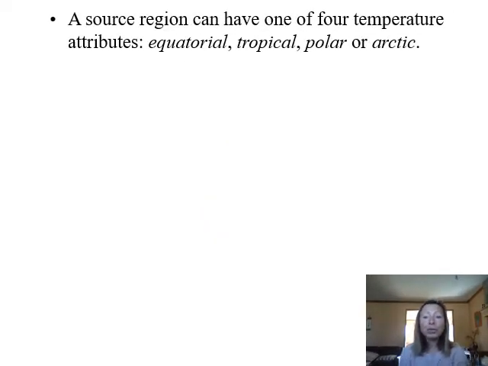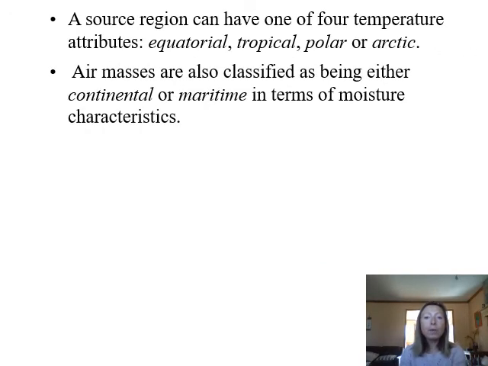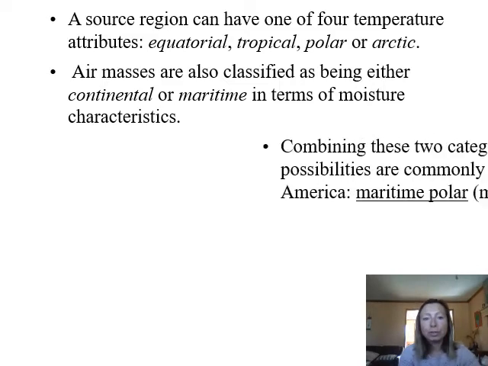Based on their source geographic region, air masses can be classified in one of these four major types based on their temperature: equatorial, tropical, polar, or Arctic, or Antarctic in the southern hemisphere. This is based on their temperature characteristics. Based on the moisture characteristics, air masses are classified into continental or maritime. Continental air masses form over continents, and maritime air masses form over the oceans.